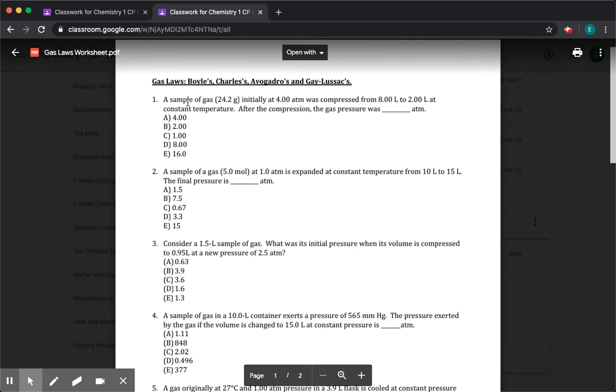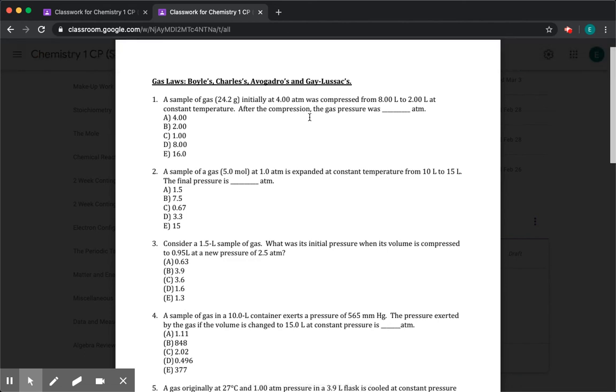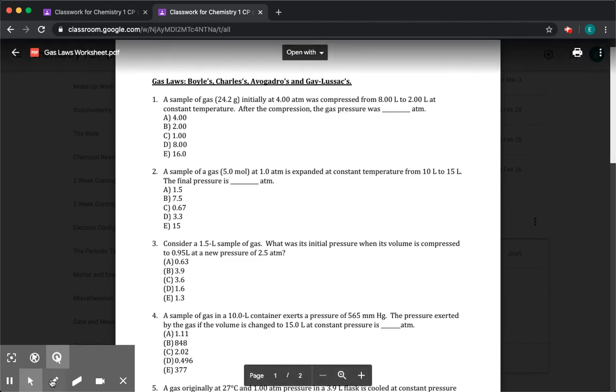So number 1, we have a sample gas. They give you the mass initially at 4 atmospheres, and this was compressed from 8 liters to 2 liters at constant temperature. After the compression, the gas pressure was blank. So they give you the mass. The mass is irrelevant. The only thing that's important is that if you read through it, the mass doesn't change. If it doesn't change, that means we're not adding any new material, or in other words, moles is constant. And they also tell you temperature is constant. So N and T are the same.